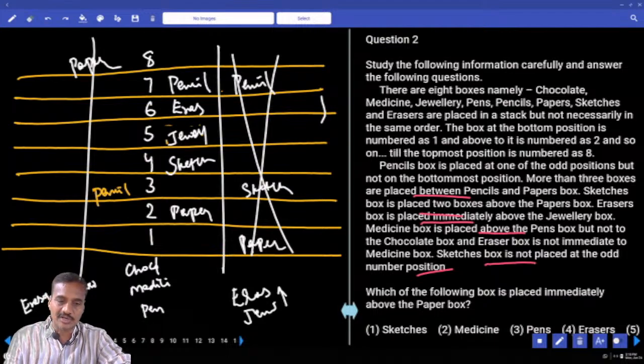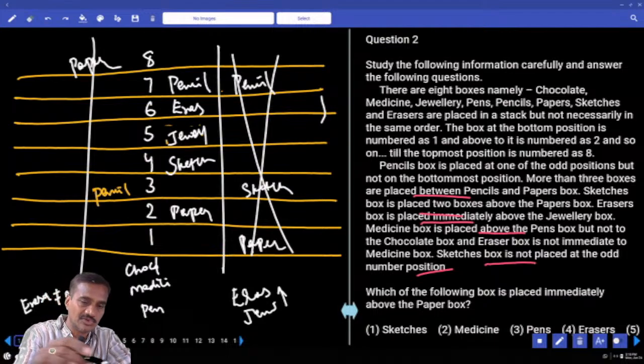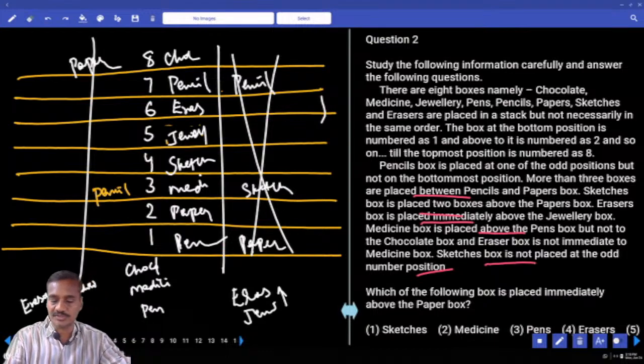Chocolate, medicine and pen. What is the only possibility we have? Chocolate on the top and next one medicine is here, and next one pen is at this place. Now this is the final arrangement we have done. Luckily this is also much easier, isn't it?